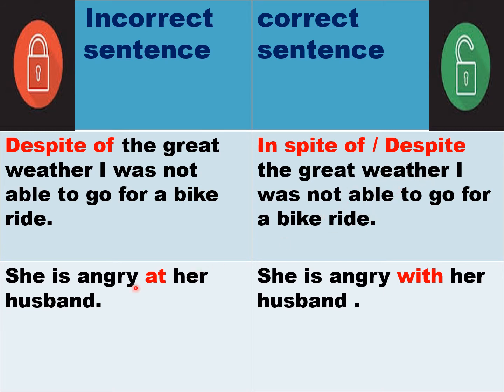She is angry at her husband. Instead of this preposition at, we must use the preposition with. She is angry with her husband.